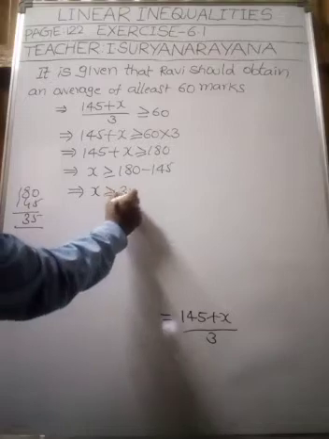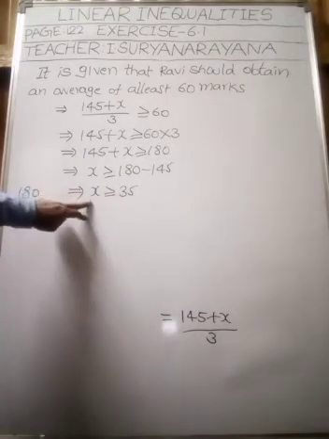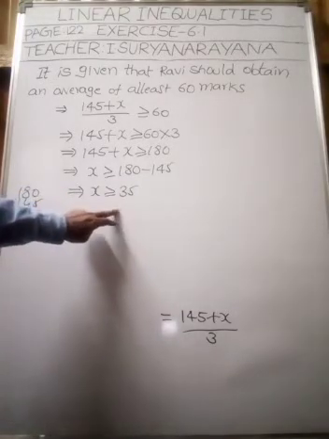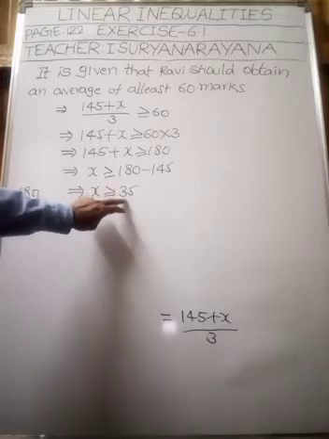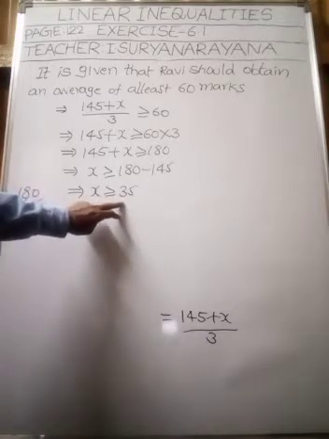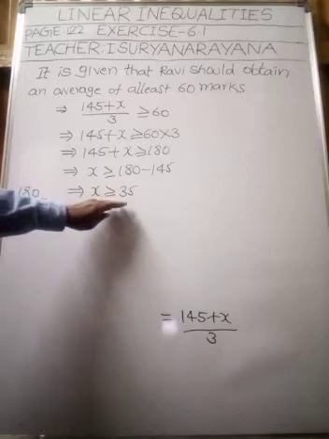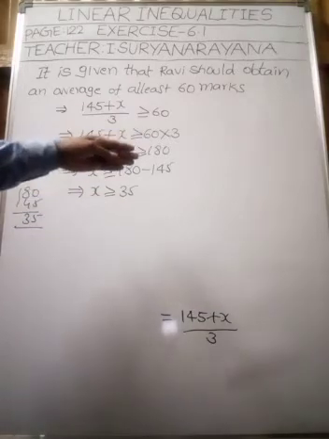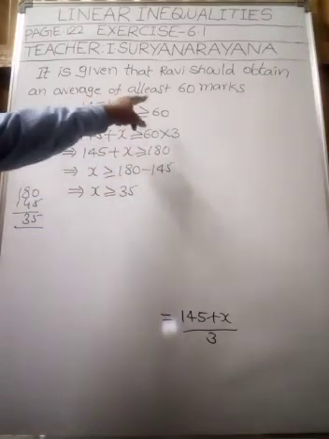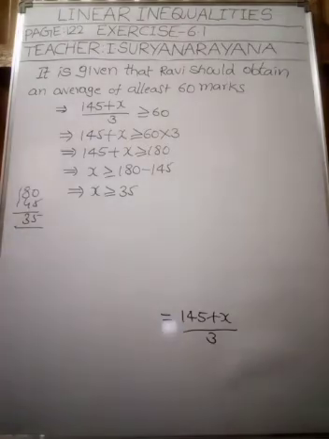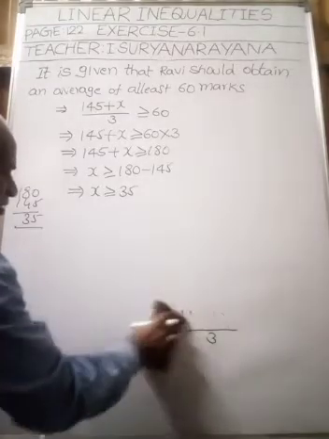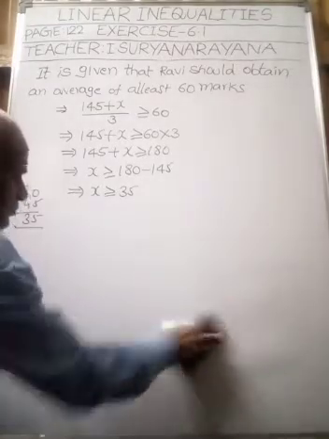So he should get at least 35 marks in the 3rd unit test. He should get either 35 marks or more than 35. Then he gets an average of at least 60 marks in the 3 unit tests. Understood this step, my children? So finally we write the conclusion step.